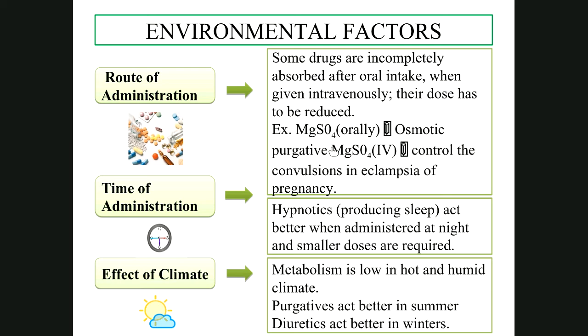Magnesium sulfate, if it is given orally, acts as an osmotic purgative. If it is given by intravenous route, it is responsible for controlling convulsions in eclampsia of pregnancy. During delivery, some people might develop convulsions. So magnesium sulfate by IV route can be used to control that convulsion.